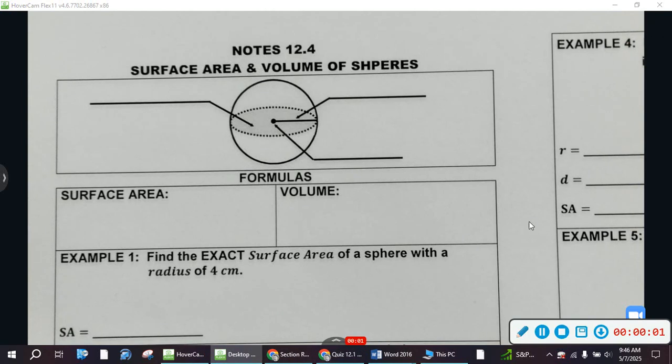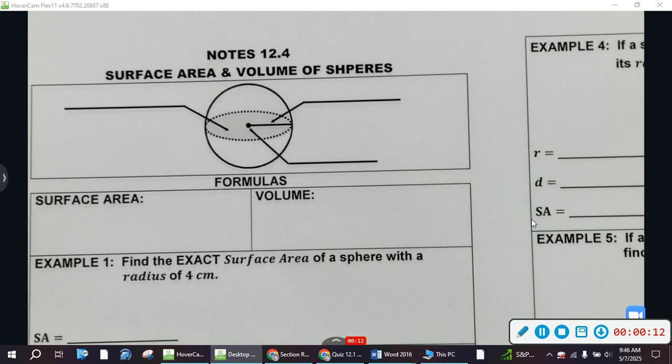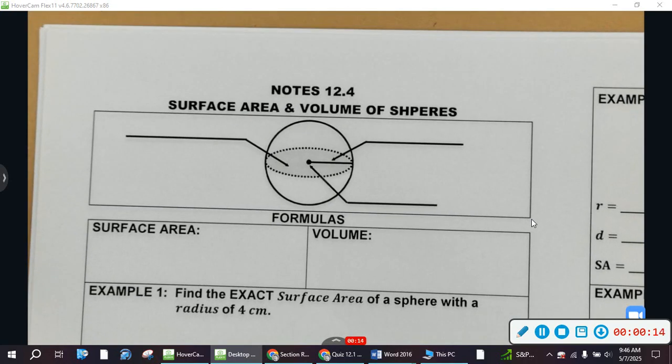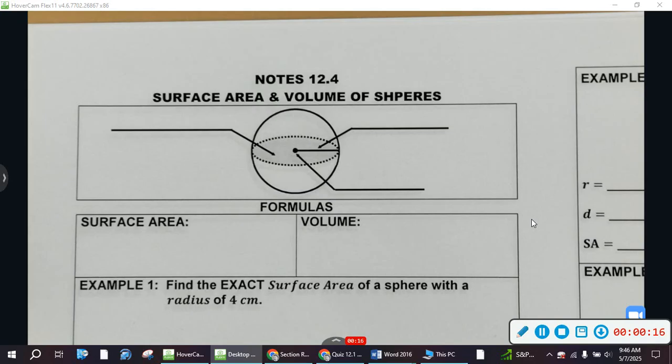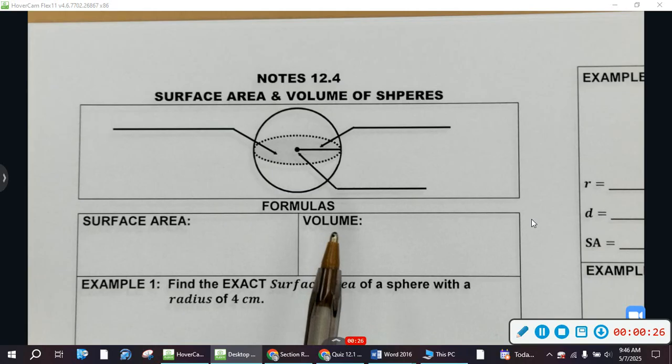All right, so this is our last lesson of the year. So excited. And we are talking about spheres. A sphere is like a ball, a basketball, a baseball, a bouncy ball, whatever. So notice we have a surface area and a volume.